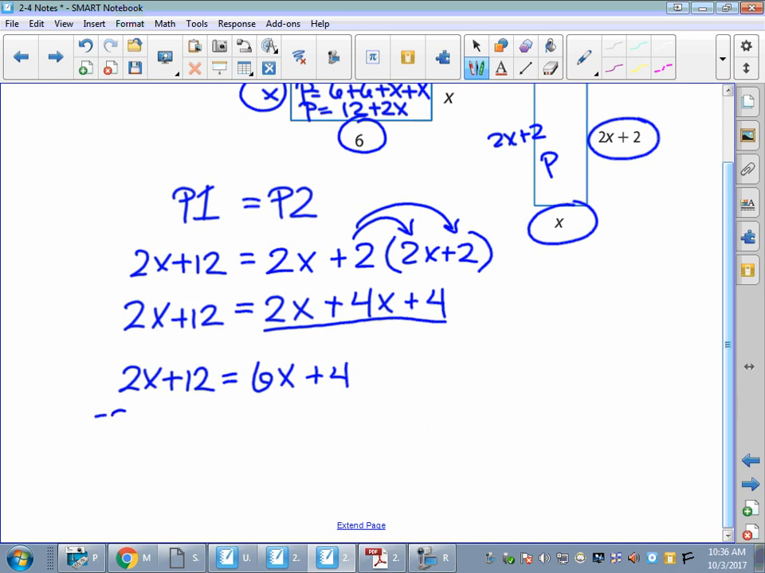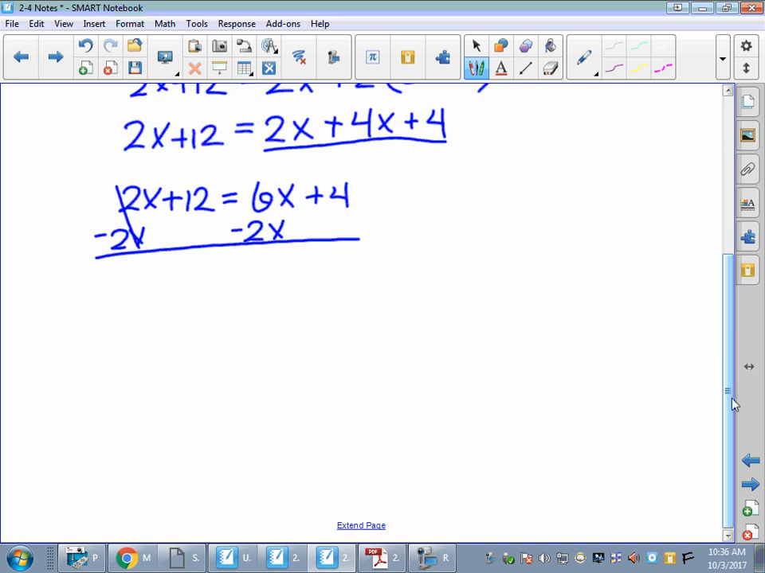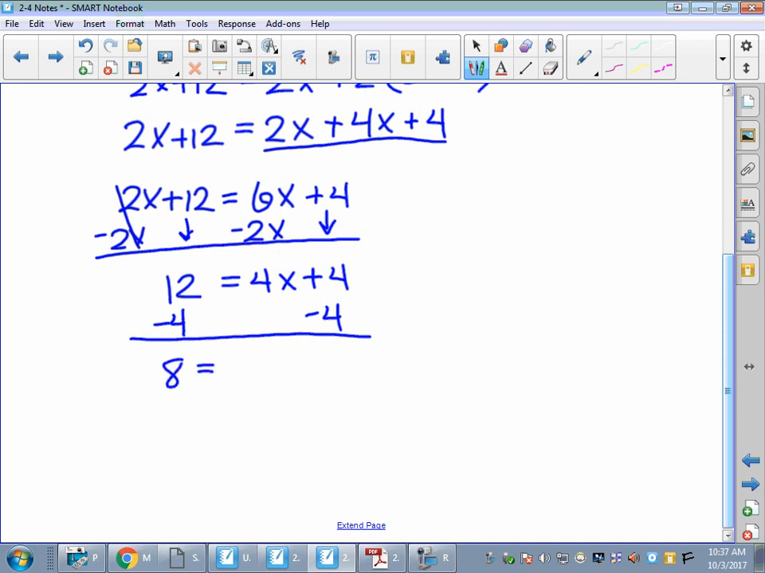I'm going to subtract 2x from both sides. By subtracting 2x from both sides, it cancels on the left. Leaves me with 12 equals 4x. Bring down the 4, positive 4. Now we're ready to solve. Subtract 4 from both sides. 8 is equal to 4x. Divide by 4, divide by 4, x is equal to 2.